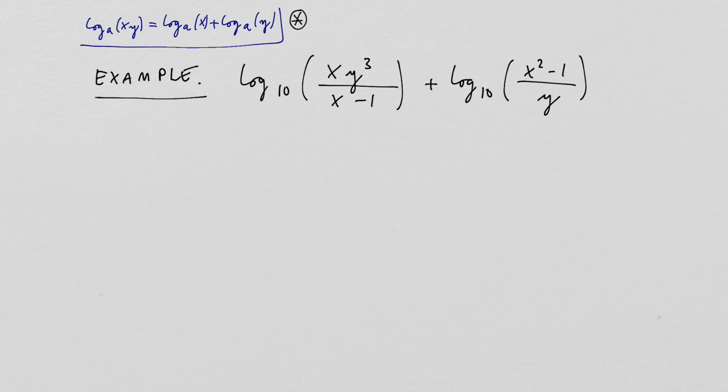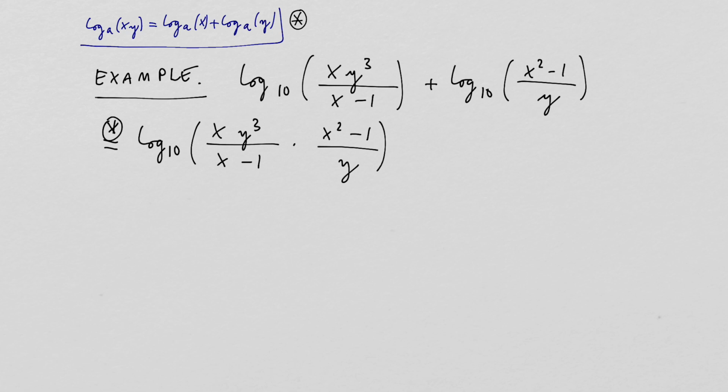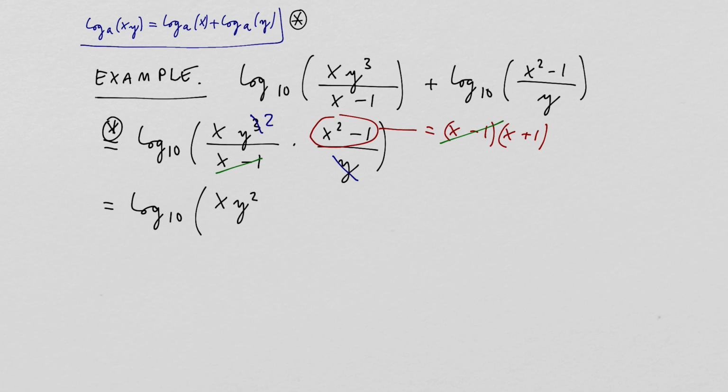We can simplify this expression. We can combine the logarithms and if we notice that this factor here is equal to x minus 1 times x plus 1, we can cancel out these factors and we can cancel out one pair of y's. So we would get something like this.